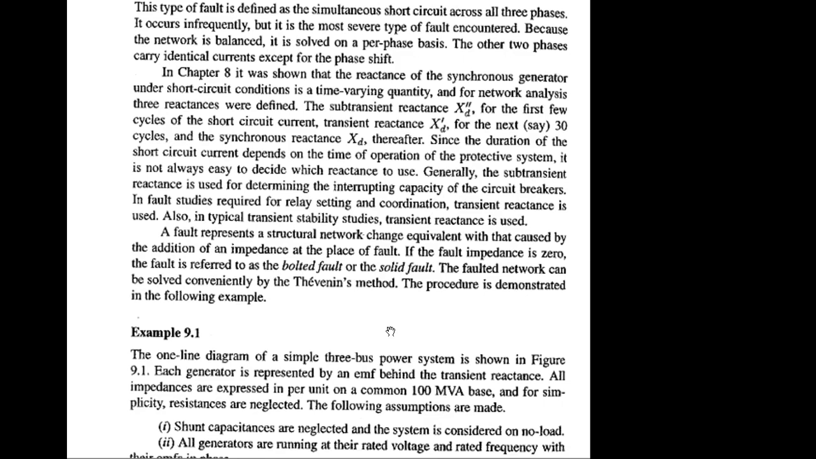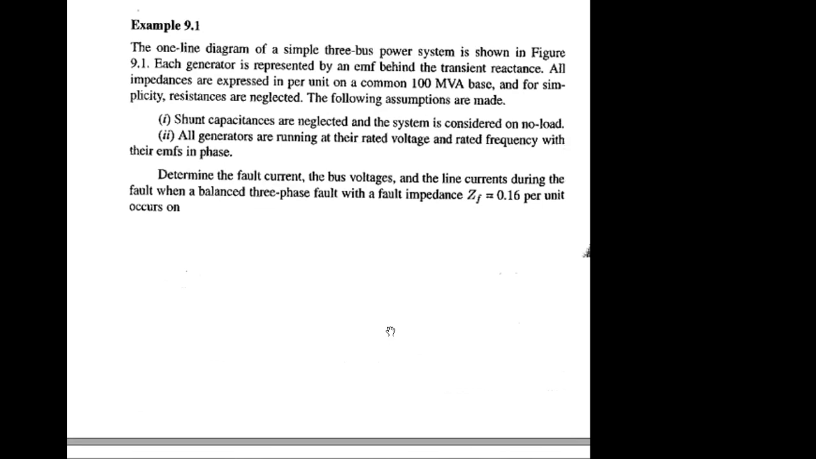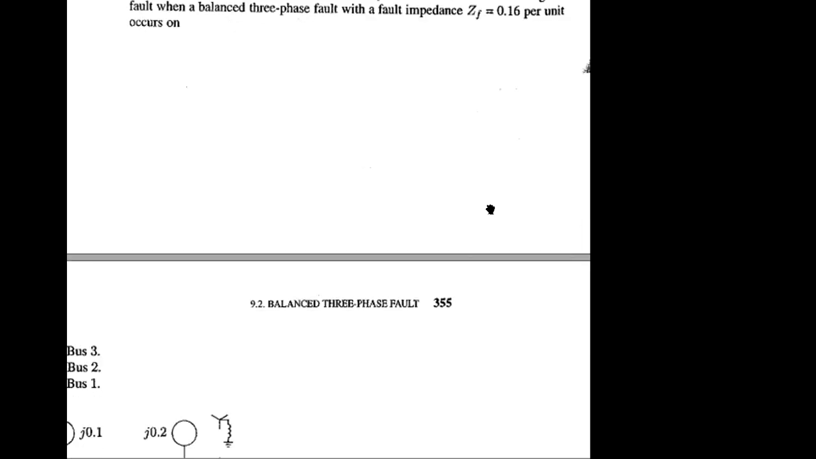So we want to address one balanced three-phase fault scenario. For that case, a 100 MVA base is used, and here you can see ZF has an impedance of 0.16 per unit, right? So is it a bolted fault case or not? Not a bolted fault case. If it is a bolted fault, it will be 0. So it already has a value, and you have to use that value for the problem.